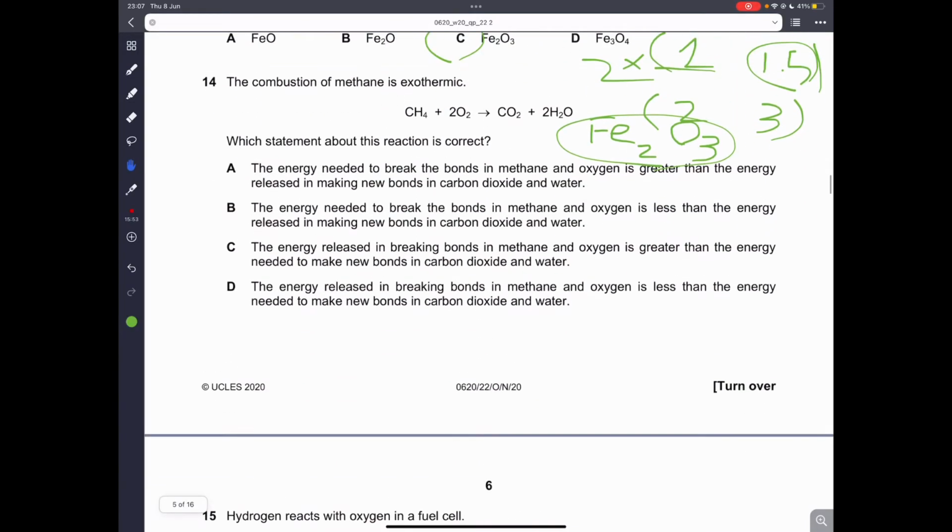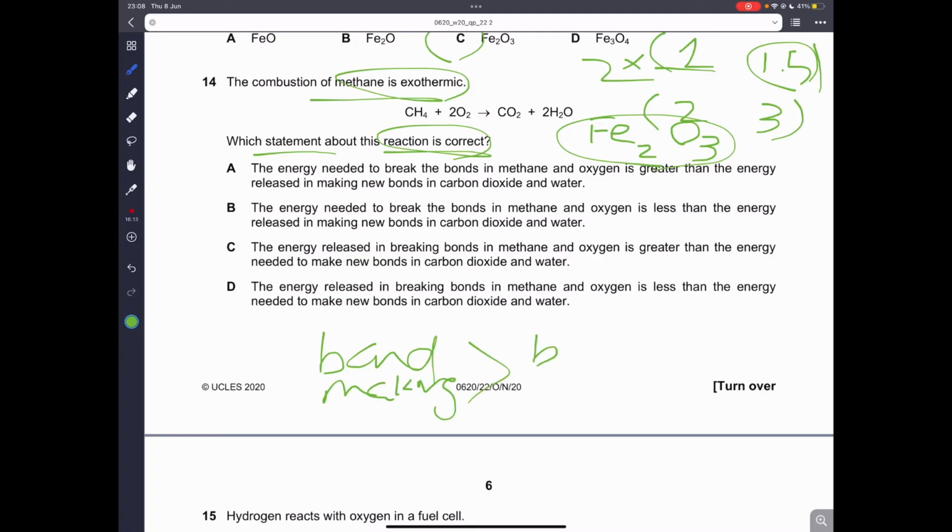Question 14. The combustion of methane is exothermic. Which statement about this reaction is correct? Okay, if it's exothermic, remember the energy released in bond making is more than the energy needed for bond breaking. Let's read the options. The energy needed to break the bonds in methane and oxygen is greater than the energy released in making new bonds in carbon dioxide and water.